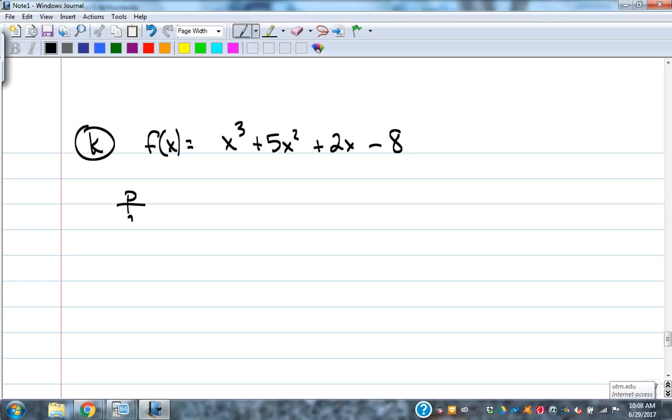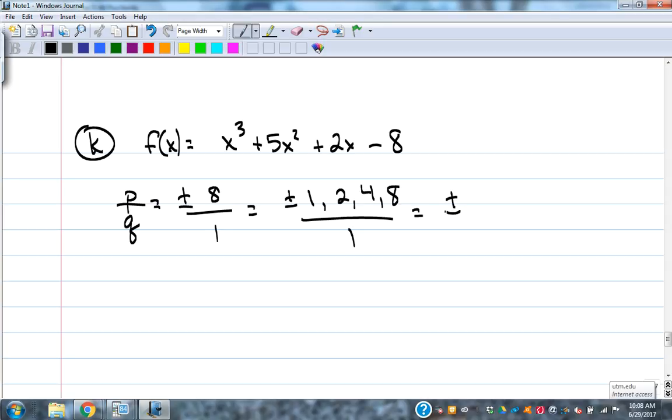I want to make my P over Q list. So I need the factors of 8 over the factors of 1. Those are the easiest ones to do. What are the factors of 8? 1, 2, 4, and 8. The factors of 1 is just 1. So my list is plus or minus 1, 2, 4, and 8. So I only have 8 numbers that could possibly be rational zeros for this polynomial.